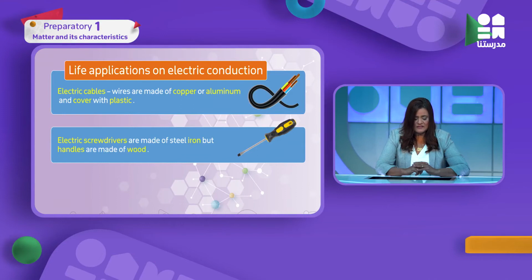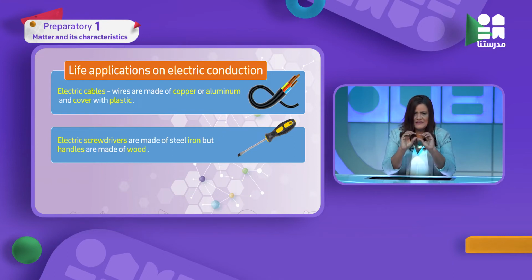But inside it, there is a metal. This metal is aluminium, copper, or iron, which allow electricity to pass, so we should cover it with plastic. Why? To save ourselves, to be safe, in order not to allow electricity to pass through it. So wires are made of copper or aluminium and covered with plastic. Why? For this reason. Electrical screwdrivers are made of steel or iron, but the handles are made of wood.